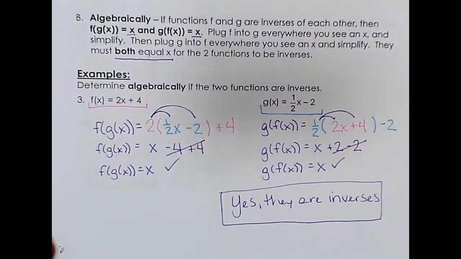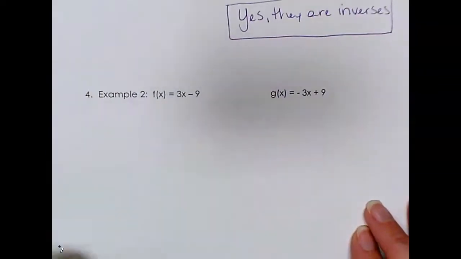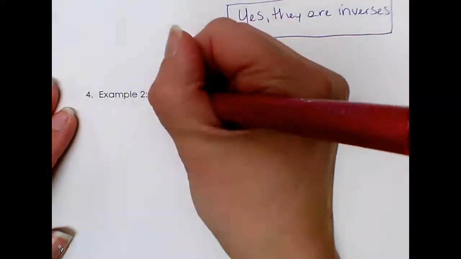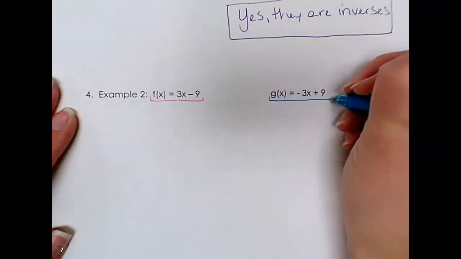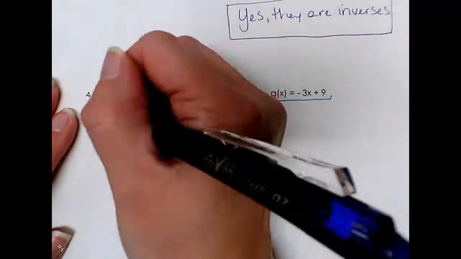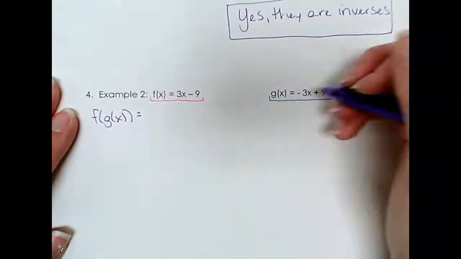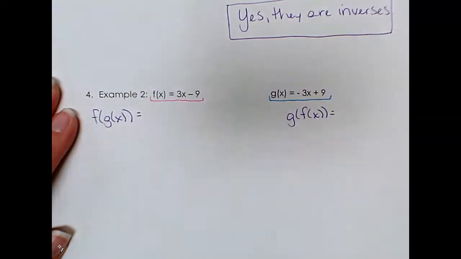Awesome. All right. So let's try number 4. I'm going to ask that you try a little bit of it on your own. If you're color coding with me, then go ahead and give f of x a color and give g of x a color. If I need to prove or determine algebraically if the two functions are inverses, then I need to check two things. I need f of g of x to be equal to x, and I need g of f of x to be equal to x.